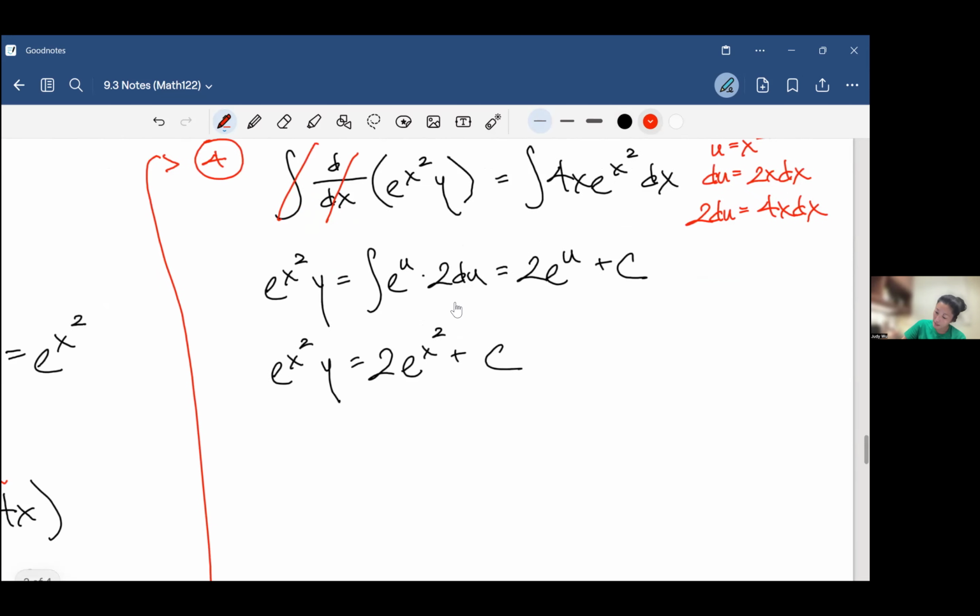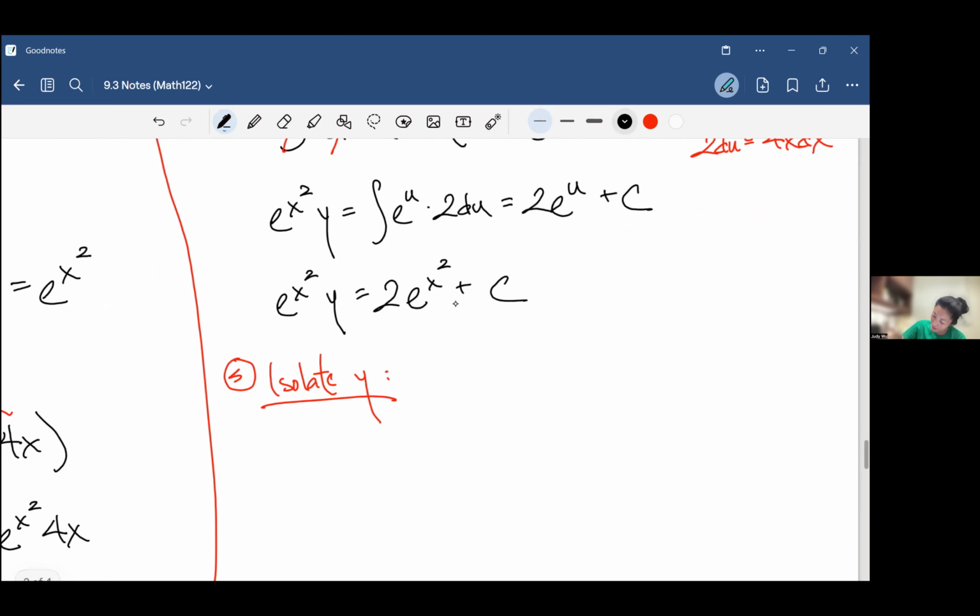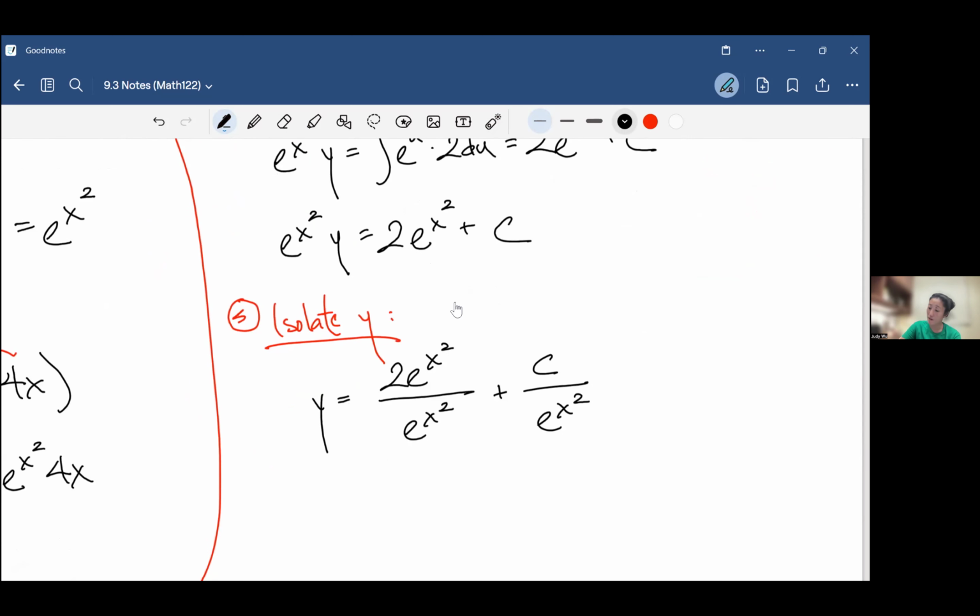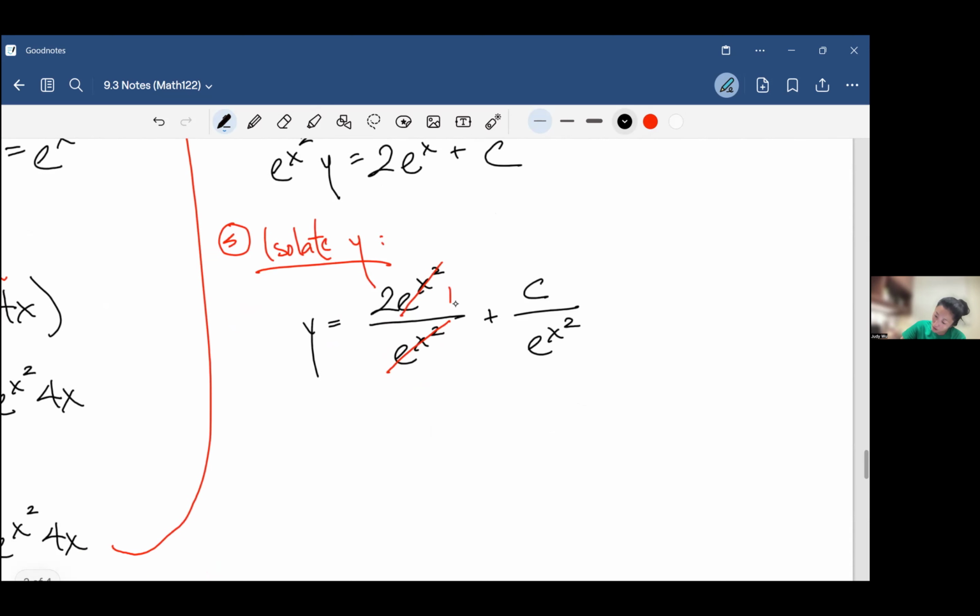All right. Last step here, let's isolate our y. And we can do that with a quick division of our e to the x squared. And so we get y equals 2e to the x squared over e to the x squared plus c over e to the x squared. But we can be clever here and notice e to the x squared and e to the x squared are just going to reduce to 1. So really, I have y equals 1. Oh, no, sorry, 2. 2 plus c over e to the x squared.